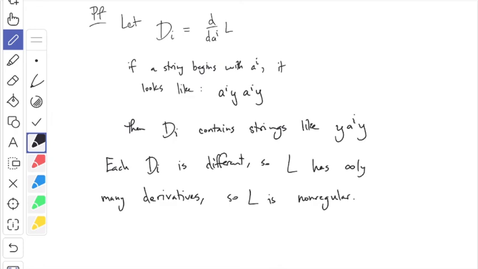All right. This is how we use the derivative to show something is not a regular language. And I think that'll do it. We got a few more minutes left, but I wanted you guys to try some. So we will start off next time with some more examples.